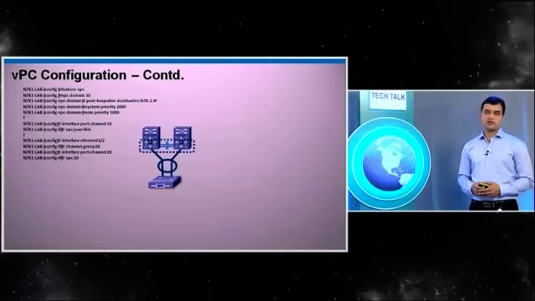After that, we define a VPC domain, and in our case it is VPC domain 10. Then we define the peer keep alive link using a destination keyword, and after that there is an IP address which is of the VPC peer device. Then we have two optional commands, system priority and role priority.